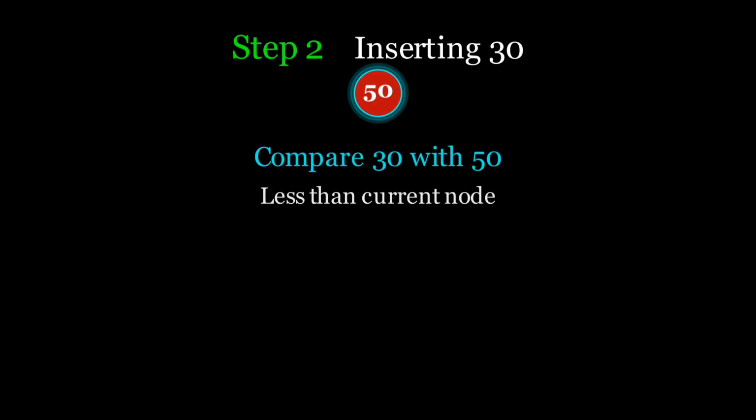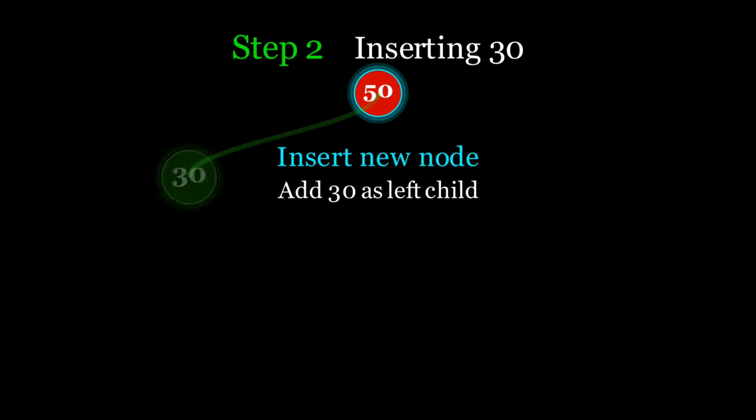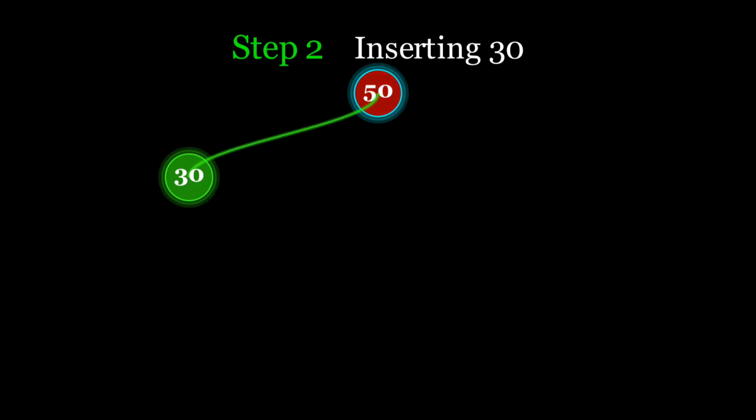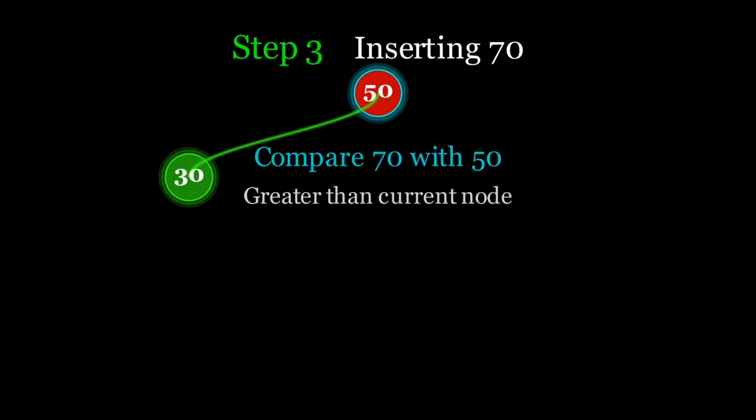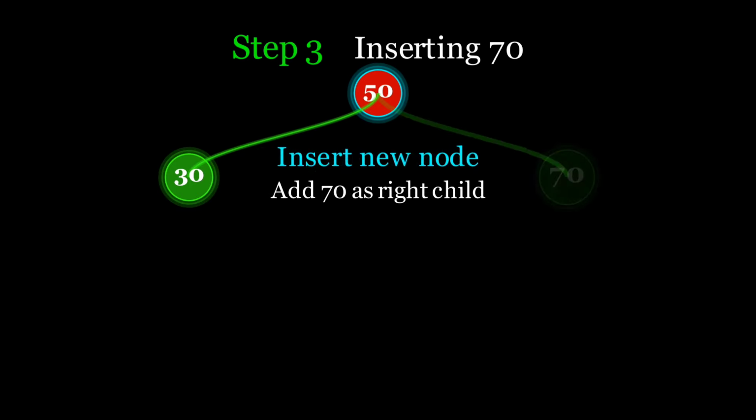Since 30 is less than 50, it becomes the left child of the root node. In a BST, all values less than the current node go to the left, while values greater than the current node go to the right. Now we insert 70. Since 70 is greater than 50, it becomes the right child of the root node. This maintains the BST property, that is left child less than parent less than right child.